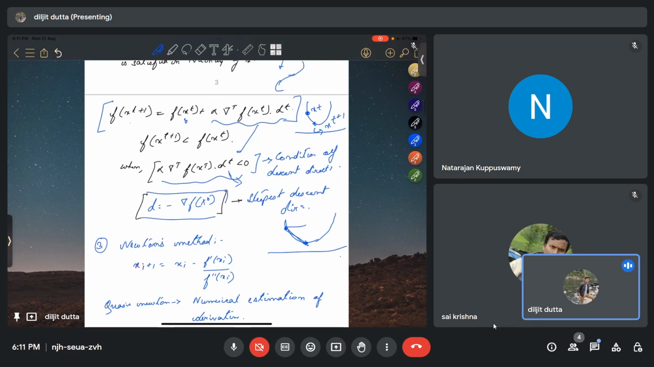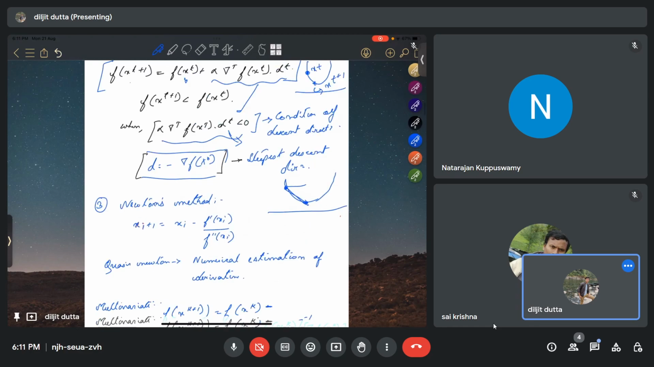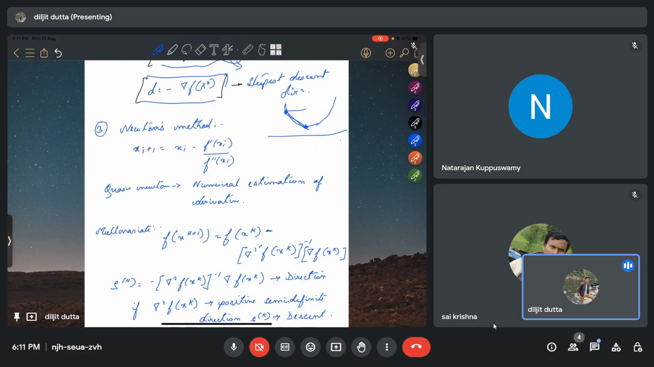It will be more clear when you solve one problem. And the next method is Newton's method. We have seen Newton's method for univariate functions, that is for single variable optimization. Newton's method is written in this format: xi plus 1 equals xi minus f dash of xi divided by f double dash of xi.